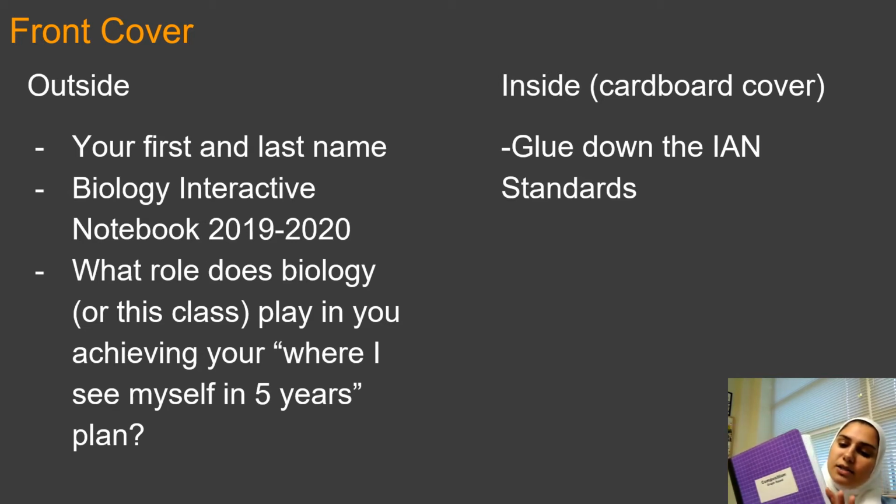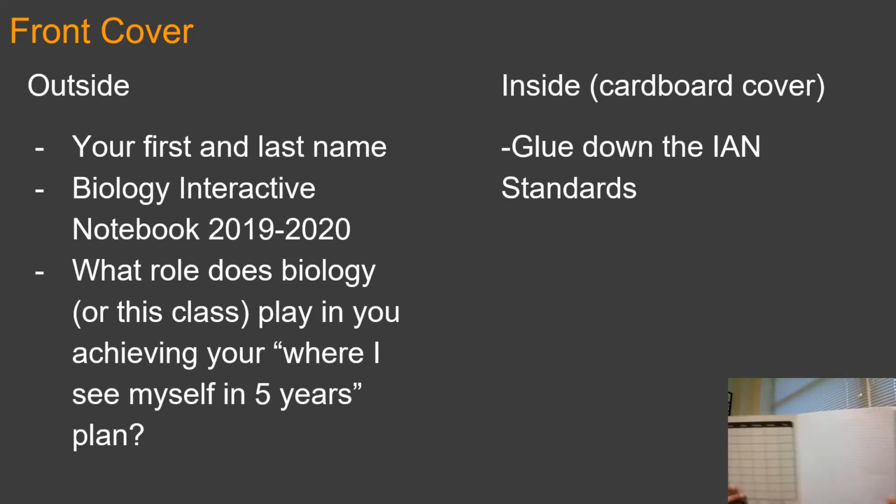All right, the next thing is we're going to open the front cover now and look at where it has the cardboard. We're going to glue down the paper you got from class the other day that says IAN Standards. That's what we're going to glue down on the cardboard. It is blank on the back, so yes, you can glue it down flat. That is fine. Again, it goes on the cardboard.